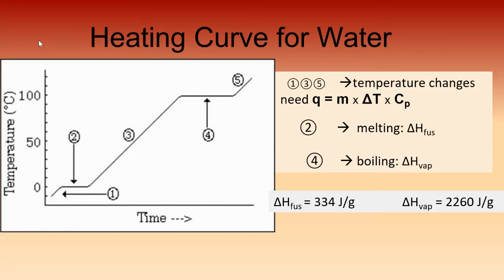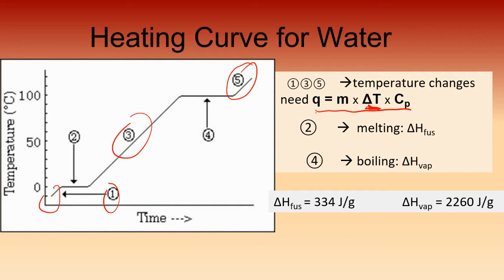So we were talking about this specific heat equation. And basically, let's bring that back to what we were talking about before. You use that equation when there's a change in temperature, and there's a change in temperature on these parts of your heating curve. So 1, 3, and 5 are the parts where you would use that heat equals mass times change in temperature times specific heat.